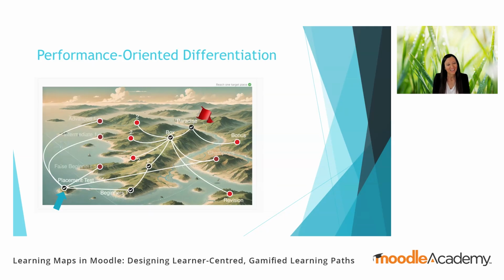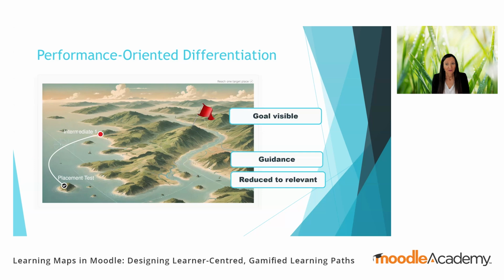This actually could also look like this: instead of letting learners decide themselves, you could have a placement test at the beginning. And then in the placement test, the learner finds out, well, I'm a beginner, and then works their way up to paradise. So this is the performance-oriented differentiation, if you want that.